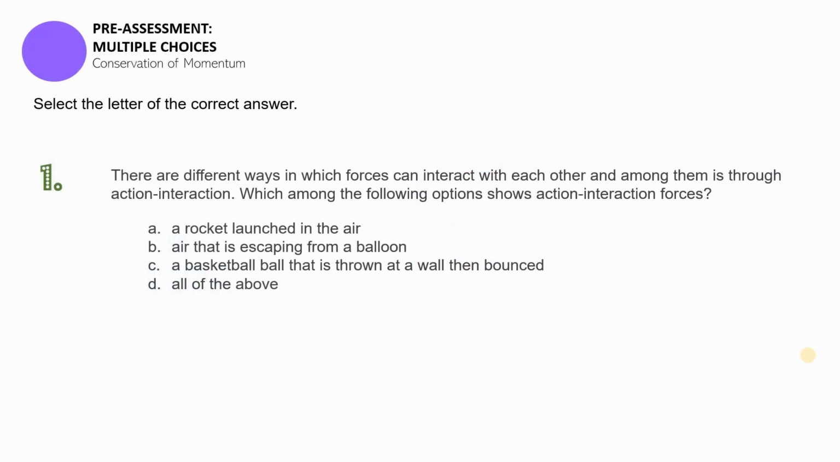Okay. Now, let's begin with the pre-assessment. Prepare a 1/4 sheet of paper and answer the following questions. So for the first one, there are different ways in which forces can interact with each other, and among them is through action interactions. So it's related to the third law of motion you studied when you were still in grade 8. Which among the following options shows an action interaction force? A, rockets that are launched in the air? B, air that is escaping from a balloon? C, a basketball that is thrown at a wall, then bounced? Or D, all of the above? Now, if you need more time, you may pause this video. But once you're through, let's proceed with the next question.